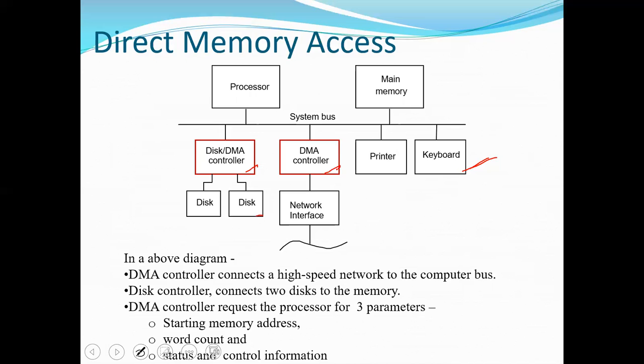These DMA controllers are in interface circuits. There is a DMA controller here for the network interface card, so that data can be sent from memory directly to the network. Similarly, there is a DMA controller which controls the transfer between the memory and the disk. So these are the three operations which are there.